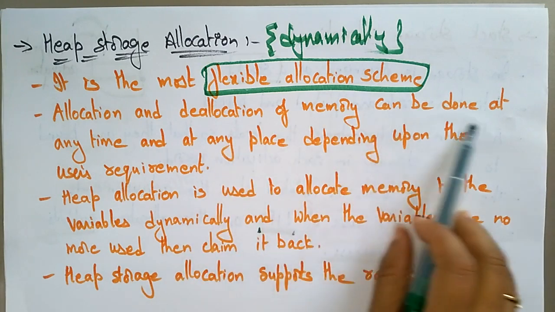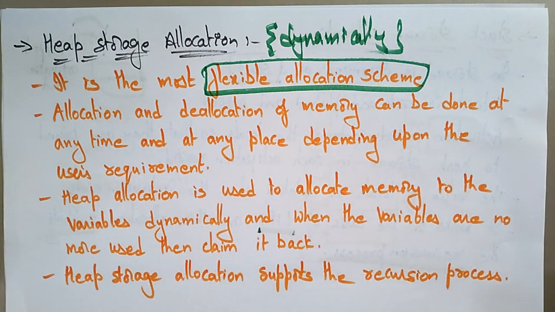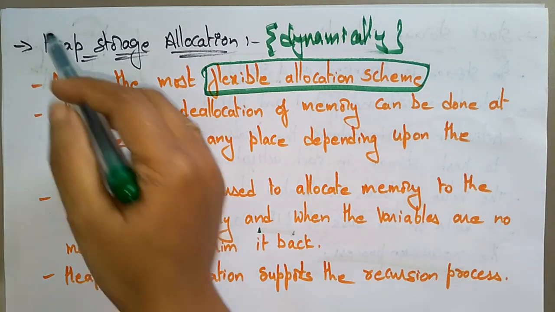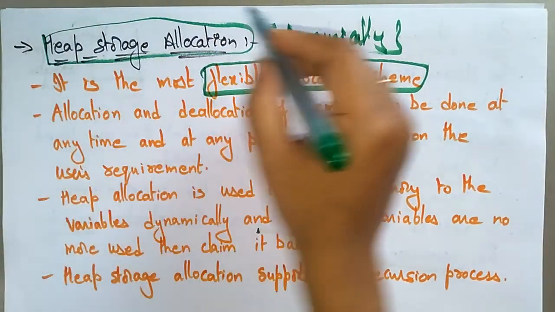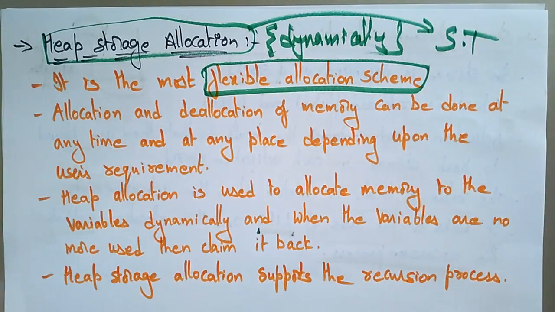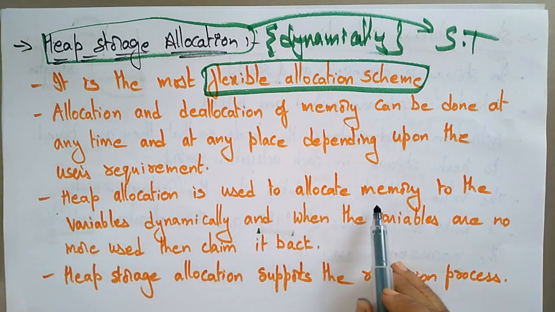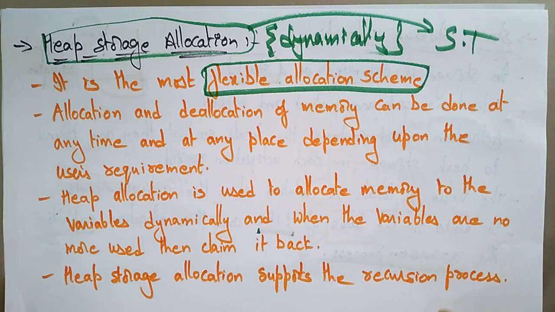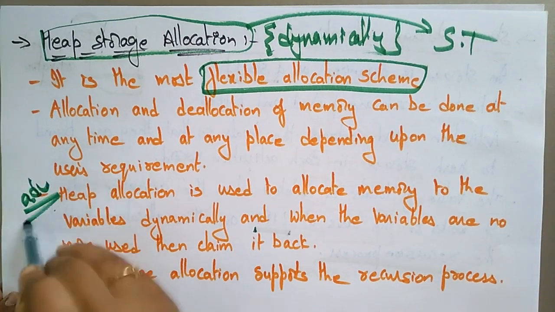Allocation and deallocation of memory can be done at any time and at any place depending upon the user's requirements. So that's why almost all symbol tables prefer heap storage allocation. Heap allocation is used to allocate memory to variables dynamically, and when the variables are no more used, it claims the memory back. That is the main advantage of using heap allocation.